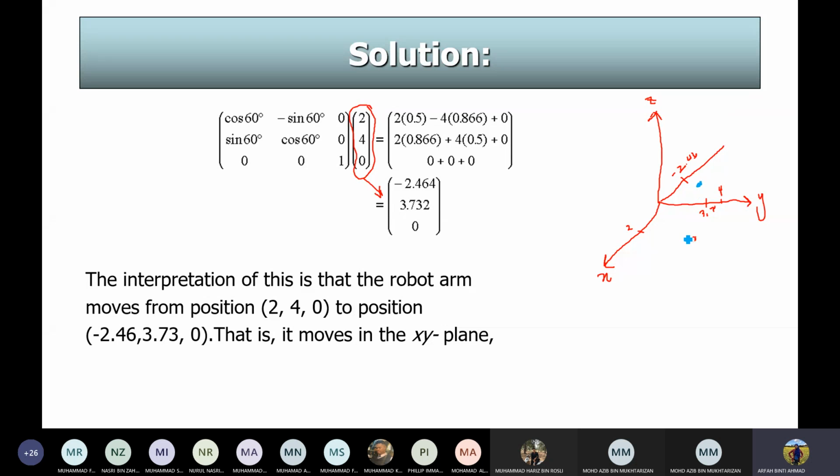So the robot's movement is from the first location to the second location. Okay, so it moves in the XY plane, because the value of Z, the vertical axis, is zero. So it is only in the bottom XY plane. If you imagine, it is actually moving only on the floor, the floor of your room, if you stand at the corner of your room.